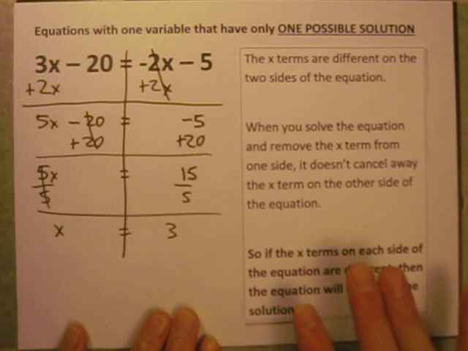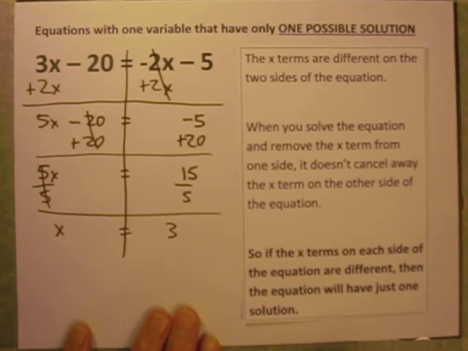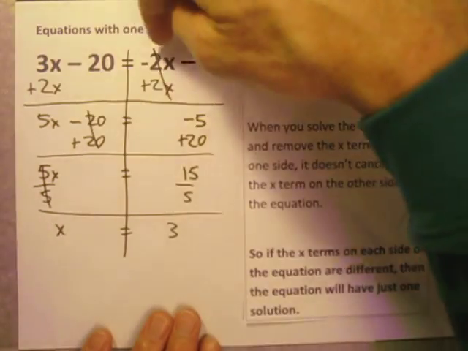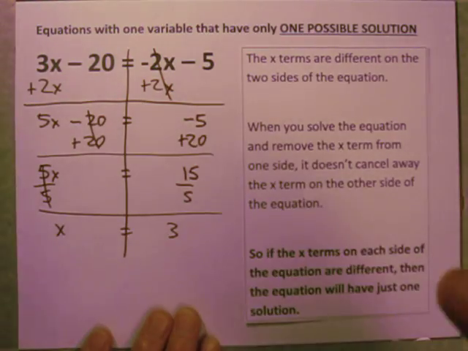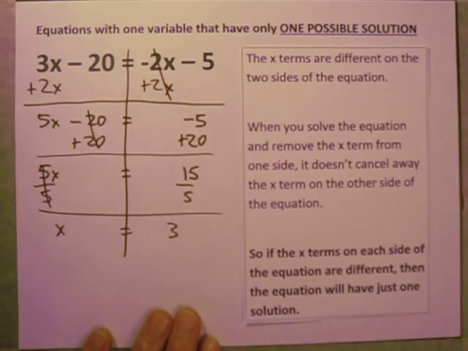So what does that boil down to? If the x terms on each side of the equation are different, then the equation will have just one solution. So that's one way you can tell. You look at your equation, if the x terms on either side are different, you might have to combine like terms first, but if you get it so that the x terms on either side are different, you know that equation will have just one solution.